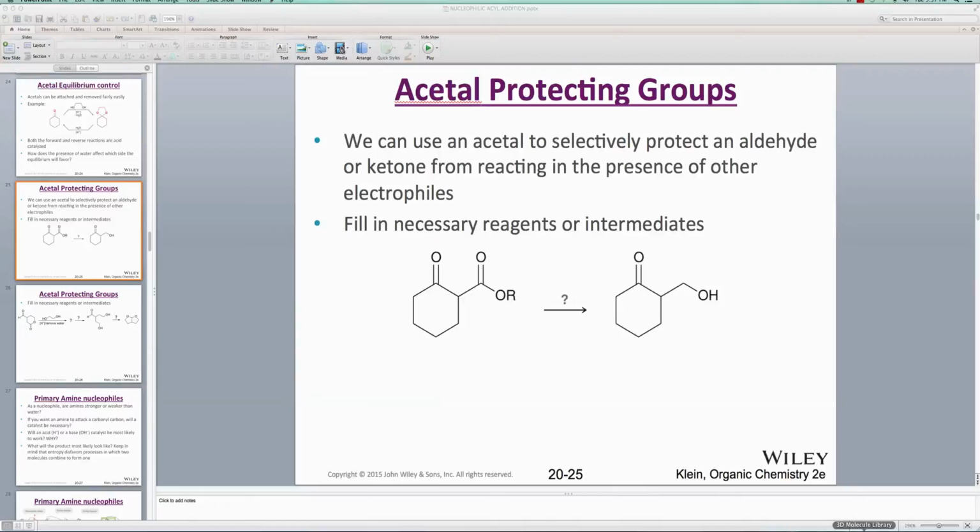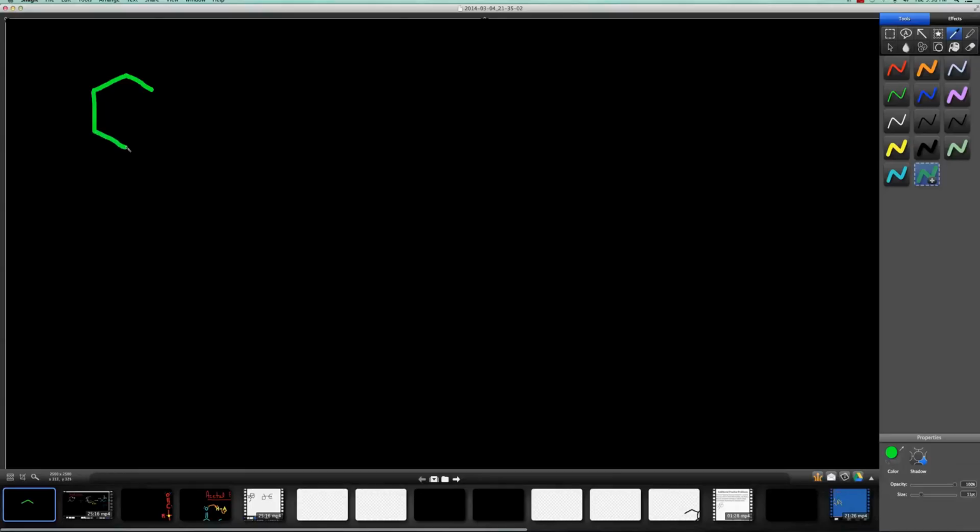The only way we can expect to carry this out without complication is to use an acetal protecting group. So let's go through how this works. Our substrate contains a ketone and it contains an ester. I'm going to go ahead and commit to a specific ester, so I'm going to use an ethyl ester. And I want to selectively reduce the ethyl ester to a CH2OH, a methylene alcohol.